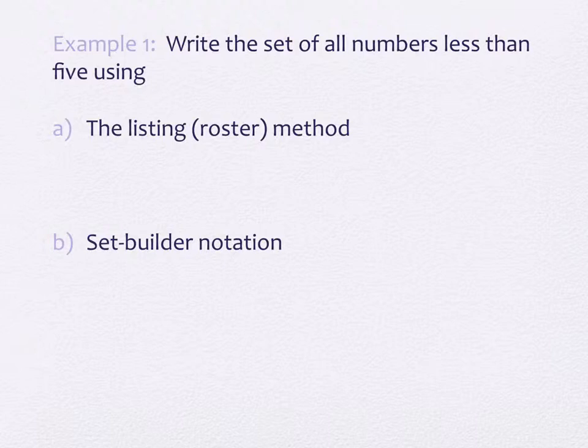Let me make a note that both of them use curly braces, right? So the first thing I'm going to do is draw my curly brace for number 1. It says the listing or roster method, so I'm supposed to be writing a roster of all of the numbers that are less than 5. Okay, so where do I start? That's set builder notation. I'm just doing a listing method first. 5? 4? Okay, if you prefer.